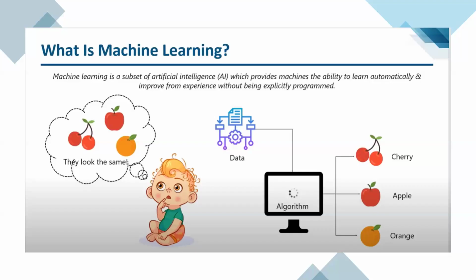You know what is a subset? It is a field of artificial intelligence which provides machines the ability to learn automatically and improve from experience without being explicitly programmed. Okay, so to understand this, take the analogy of a child. A child couldn't actually distinguish different kinds of fruits when he was around 1 year or 2 years old, right? Everything looks the same to him. He will not be able to recognize what is an orange, what is an apple. Everything is the same for him.